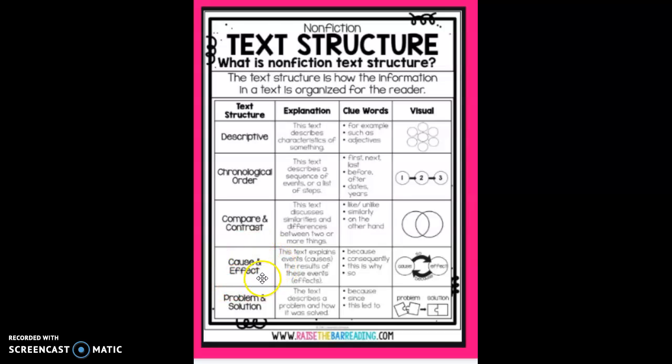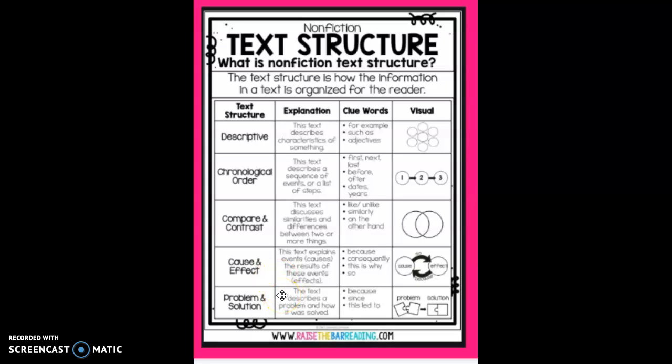We also looked at cause and effect, when something happens and then there is an effect because of that. The text explains events and the results of these events. We see keywords like because, consequently, this, or so, and those normally go in a circle. Because something happens, there's an effect, and then that affects something, and it's just a continuous cycle.